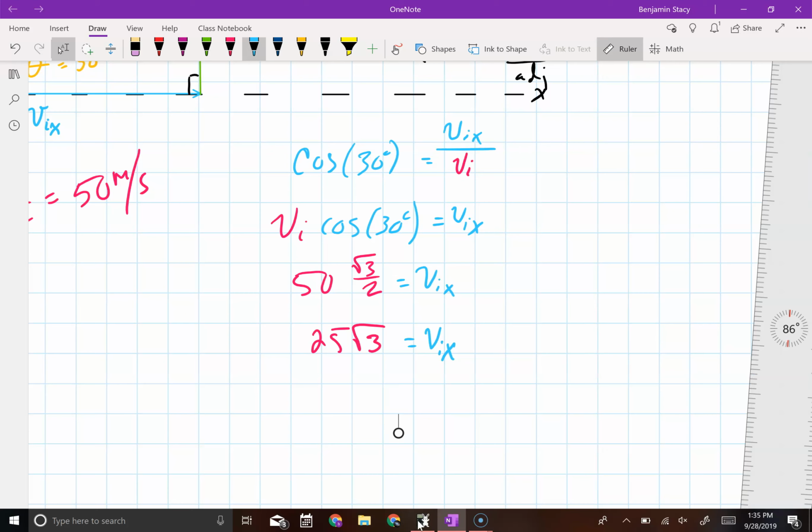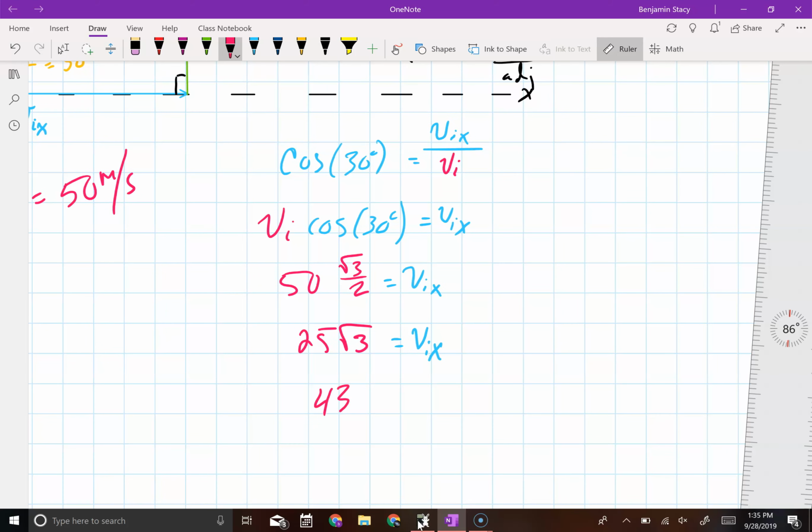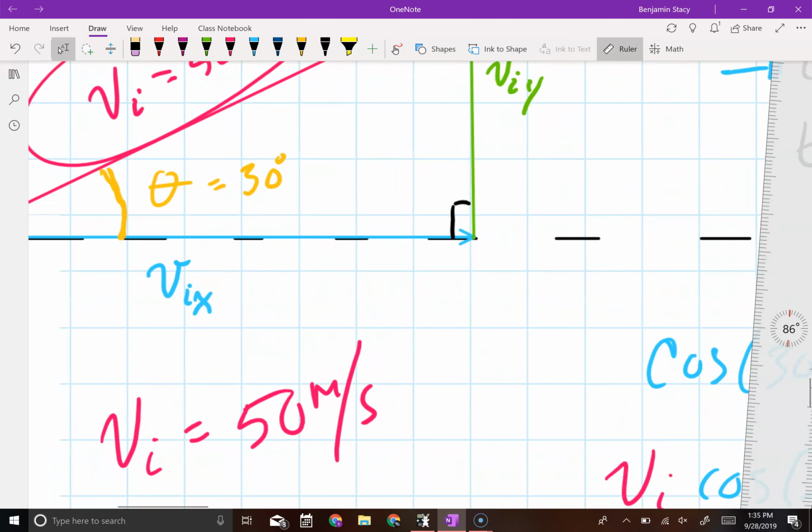So we're going to write it in pink, 43.3. Oh, let's do it in blue because it's our blue component. And the units are meters per second because that vector is a velocity vector. So our horizontal component is 43.3 meters per second.